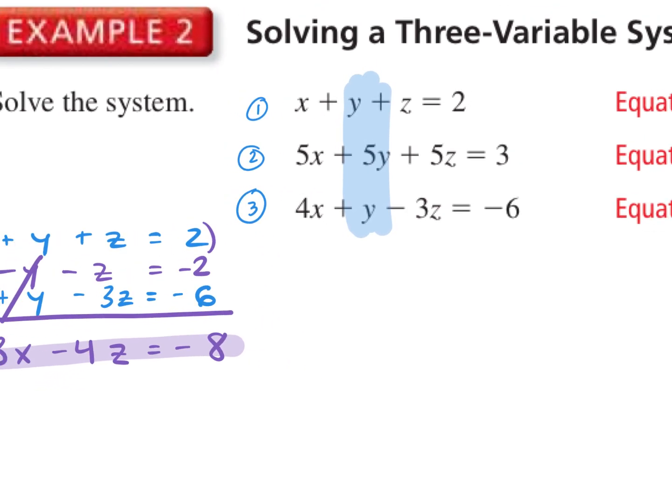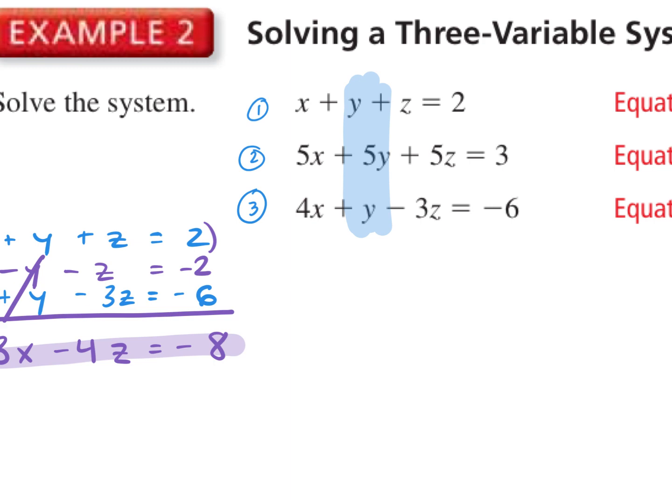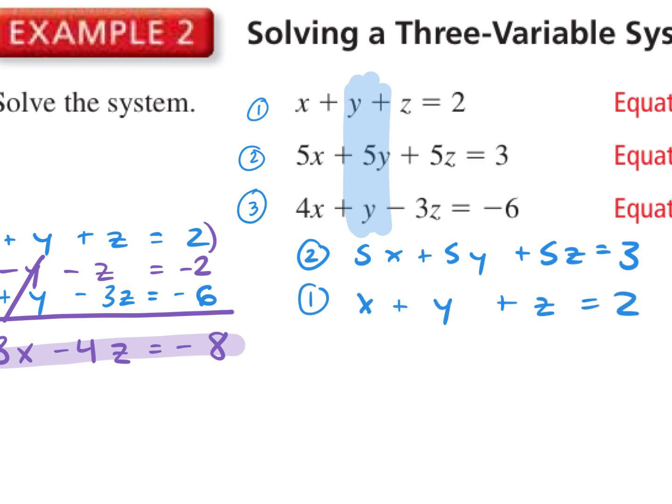We're going to do that same step again. We're going to pick number 2 and which other equation? I'm going to pick 2 and 1, just because the numbers in 1 look a little bit easier to work with. So 2, we have 5x plus 5y plus 5z equals... It doesn't matter. You can put 1 on top, 1 and 2. It doesn't matter. So 1 is x plus y plus z is equal to 2.